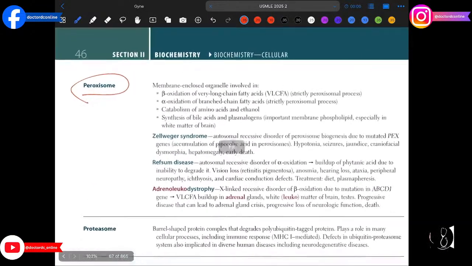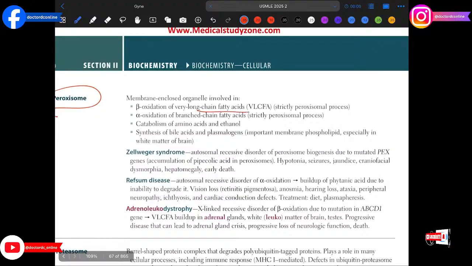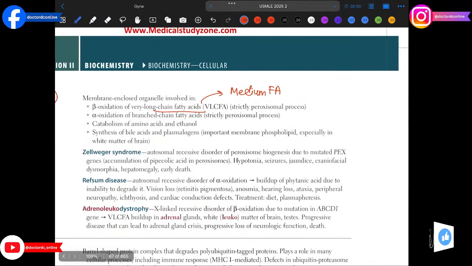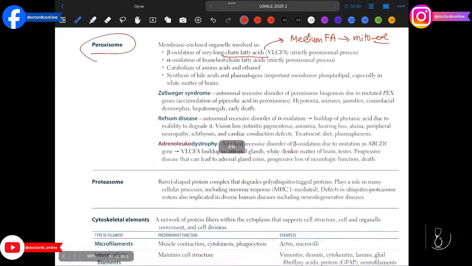Peroxisomes are the organelles where catabolism of very long chain fatty acids like this one begins through the process of beta oxidation. This converts them to medium chain fatty acids by removing pairs of carbons as acetyl coenzyme A, and the medium chain fatty acids are then transported to the mitochondria and completely degraded, which is covered in more detail in another video. If a patient has dysfunctional peroxisomes, what happens?